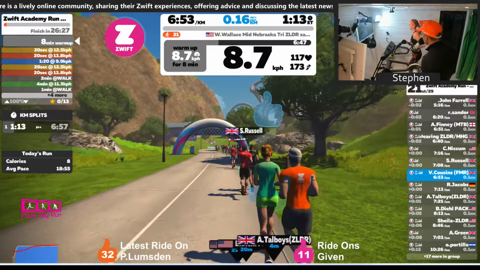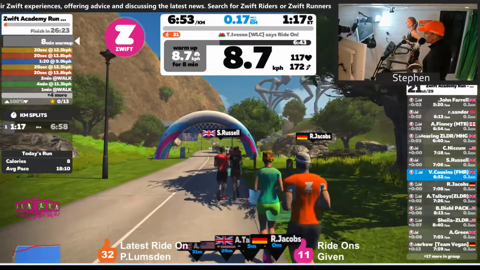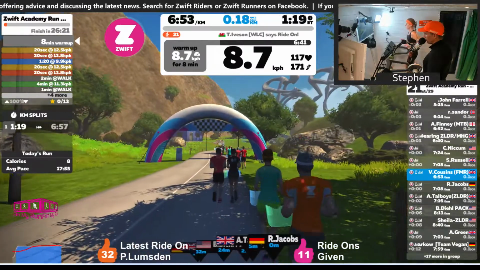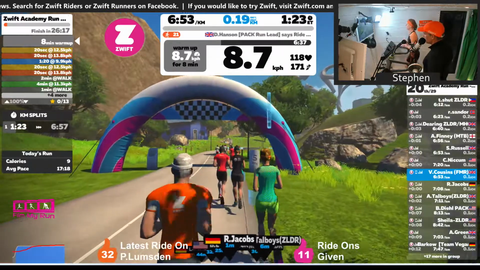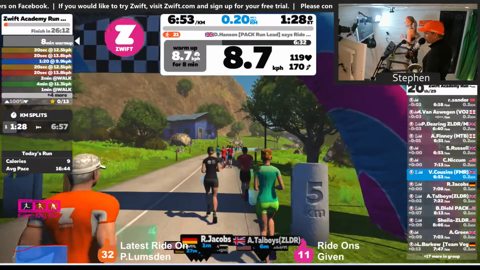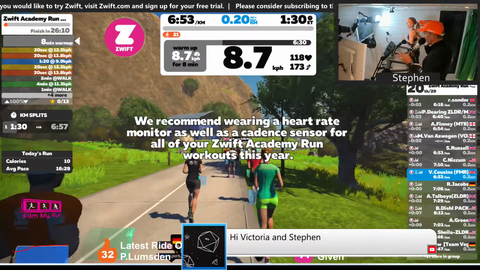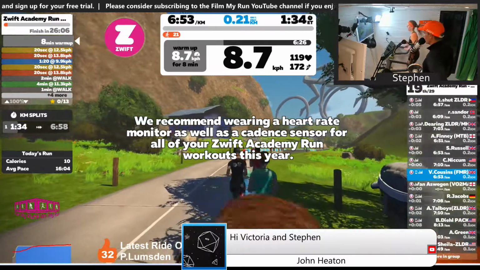Something like that. There is a Zwift bug, which means that it does sometimes misinterpret the file that is uploaded to the Zwift servers, and it will read it as a speed-based workout rather than a distance-based workout, or something along those lines anyway. John Heaton says, hi Victoria, hi Stephen, hello there.